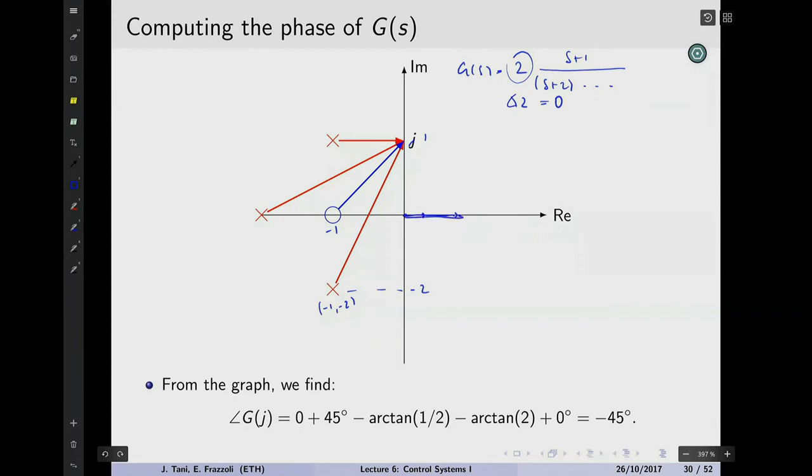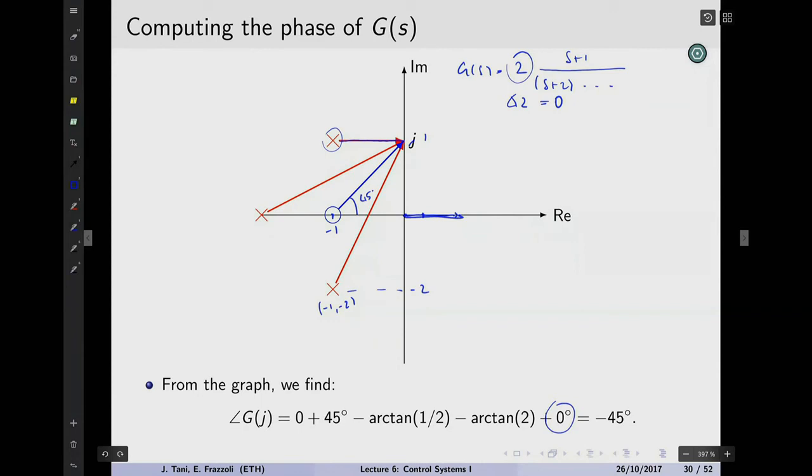Now let's look at all the other terms. So S plus 1, well, the pole means that it's placed at S minus 1. What's this angle here? Well, again, we look at the geometry of this triangle. It's 45 degrees, right? Because it's half of a square. And what about the other ones? Well, for this term here, the angle between the local horizontal and the relative distance between the point we're evaluating and the pole is 0, and that's this term here.